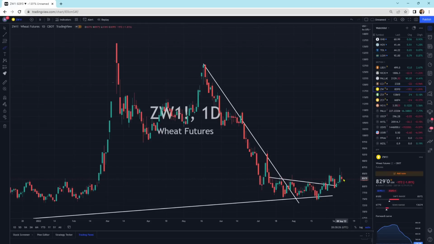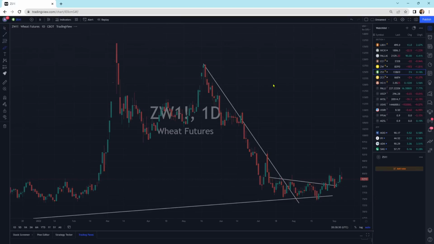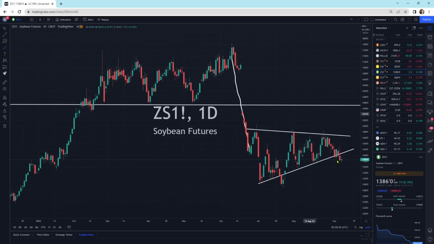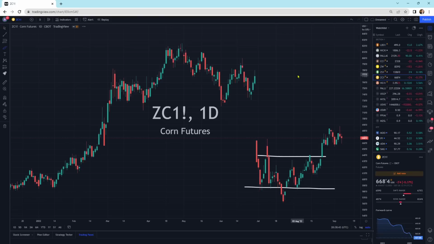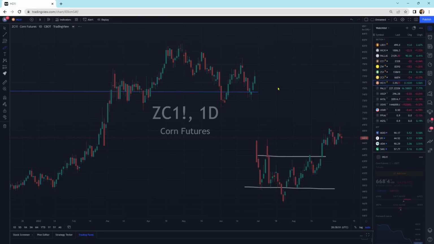Wheat still looking good, a little bloody nose or so. That looks good to go higher. Soybeans, we're up a little bit, 0.18%. We're still kind of hanging out down here. Not much of an opinion there. Corn moving sideways, still looks good. Looks like we're just kind of in this consolidation, pennant formation, flag formation.